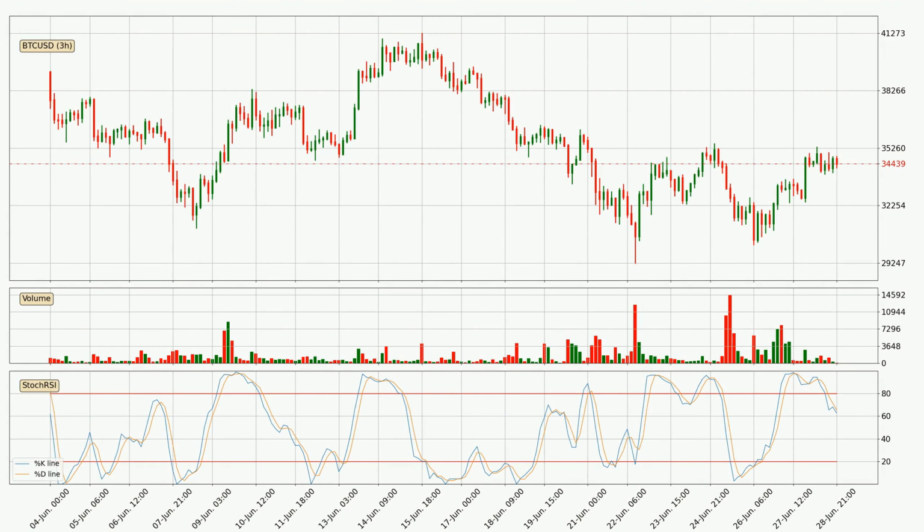Jumping to the 3-hourly stochastic RSI, there are no signs of the stochastic RSI being oversold or overbought at this time, but the %K line is below the %D line, which means the current trend is on the downside.